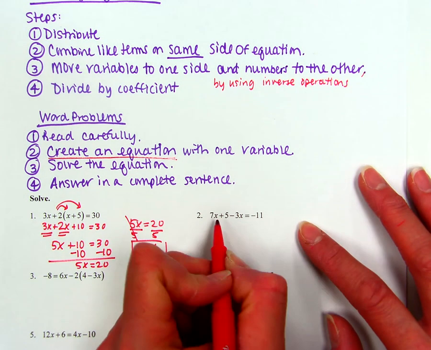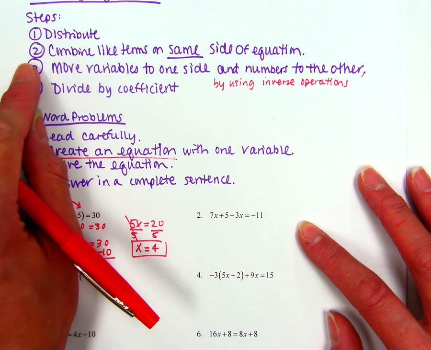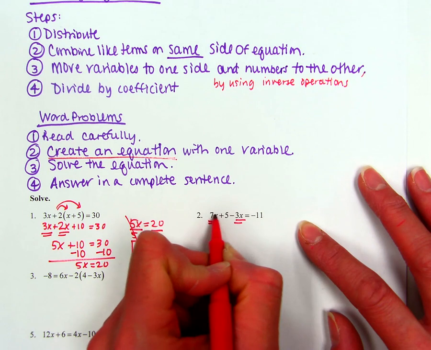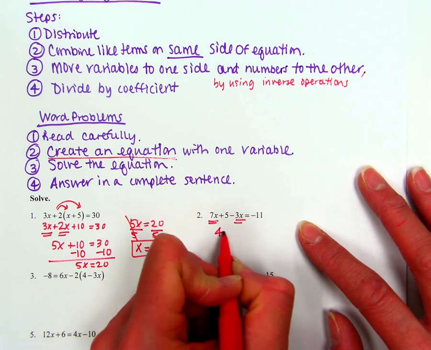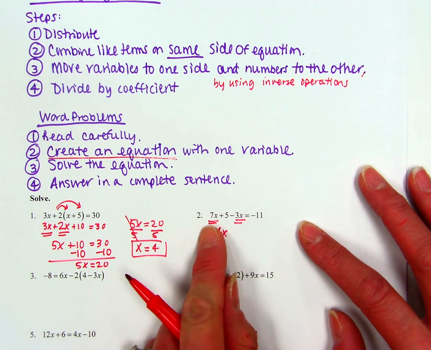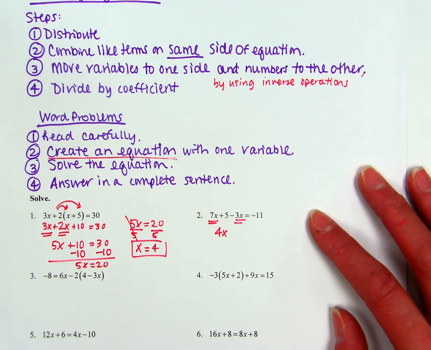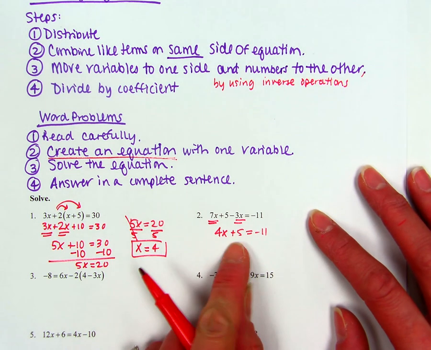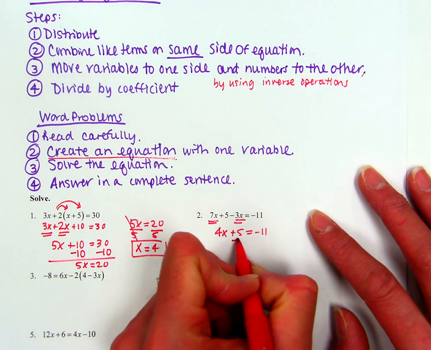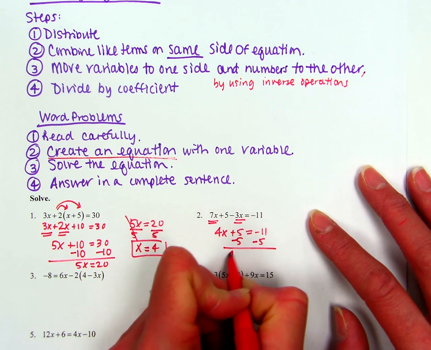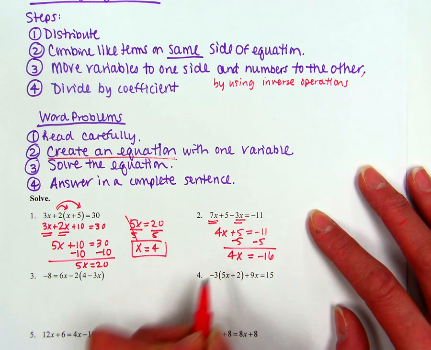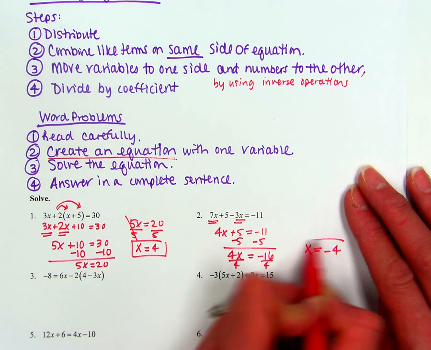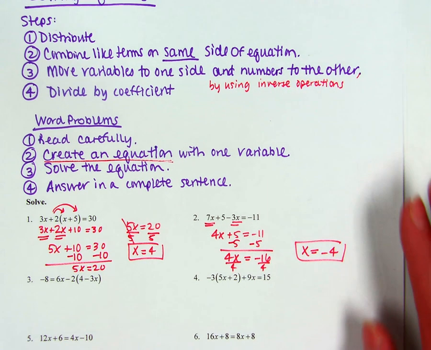Okay, problem 2. I have no distributive property, so you move on to step 2. Combining my like terms, I have 7 minus 3. Just do the same operation. 7 minus 3 is 4x. Don't try to add this over here. We're not moving it to the other side of the equation. So bring down your plus 5, your negative 11. Now I want to move the 5 to the other side. So to undo it, I subtract. I get 4x equals negative 16. And then step 4 is to divide by my coefficient. So I get x equals negative 4.